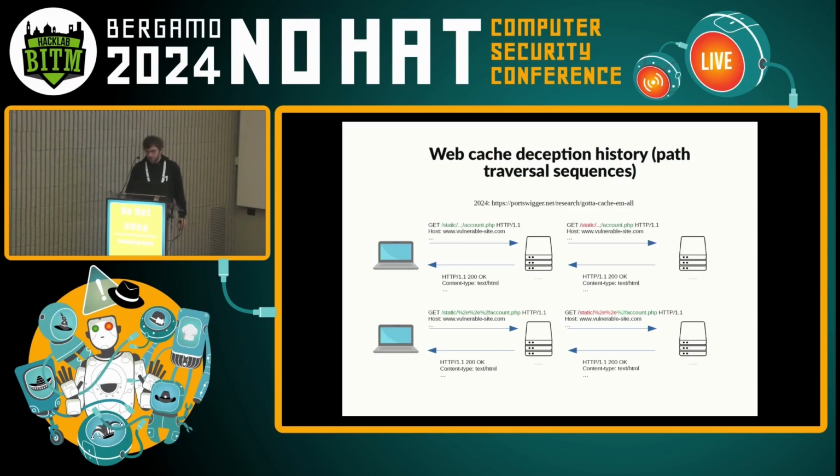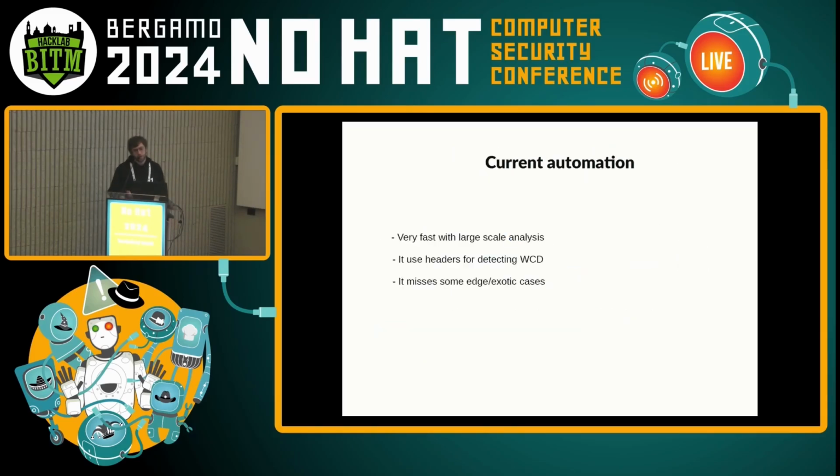So the current automation covers some cases, but it is made for large scale analysis. It uses headers, as I said previously. What I mean by headers: every web cache has some header that it adds in the response to indicate whether a resource was retrieved from the cache or by the origin server.